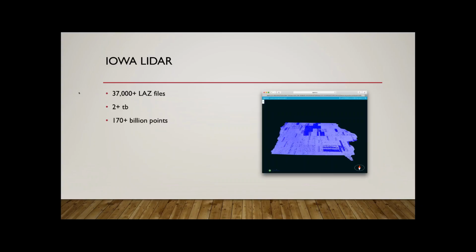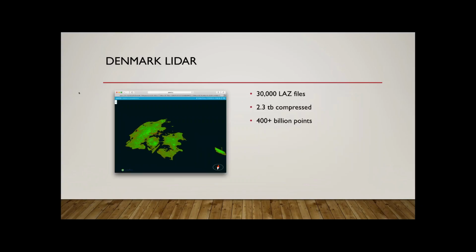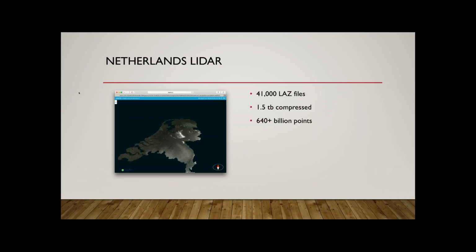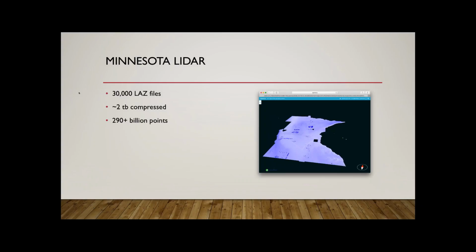So to give you some background on scope of these particular collections, Iowa captured its LiDAR in 2007, 8, 9, 10, 11, a range of dates that it acquired its data. It's roughly 37,000 LAZ tiles, 2+ terabytes in size, 170 billion points in scope. Denmark is another very large collection, a contiguous collection of 30,000 files, and 2+ terabytes in size. And another country, Netherlands, 41,000 files, only 1.5 terabytes in size because it's only XYZ. They didn't acquire or pay for, I think, the rest of the attribute information for that particular collection. And then Minnesota, again, another 30,000 point collection of files.